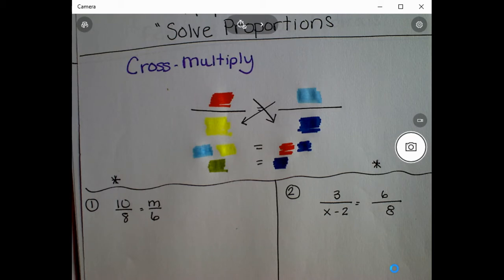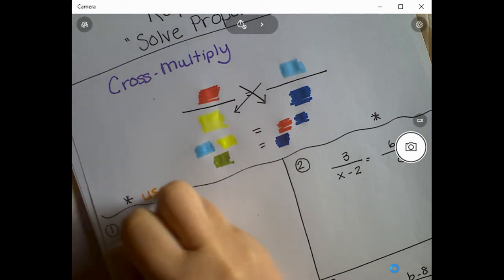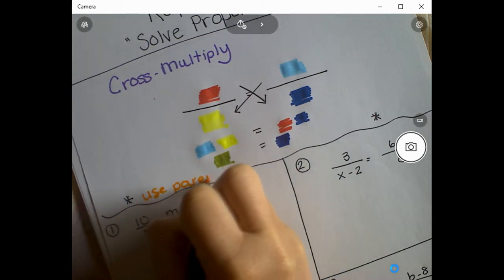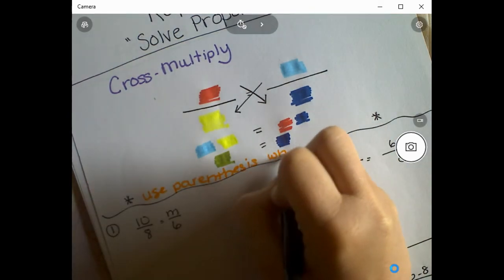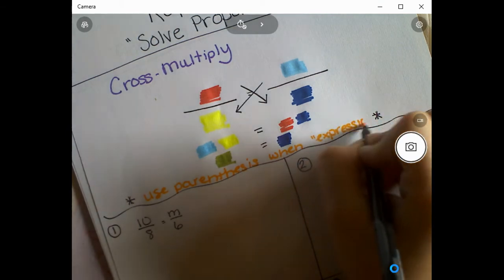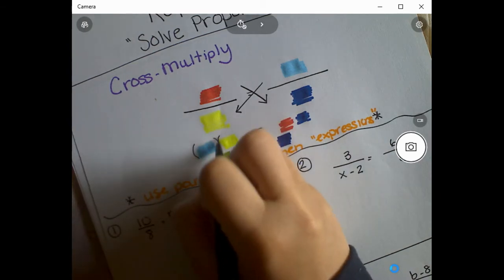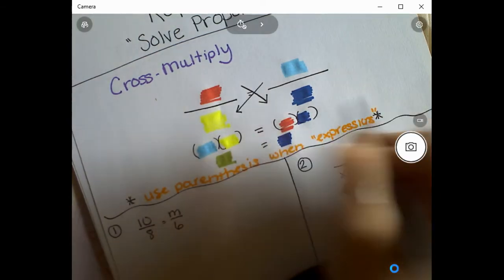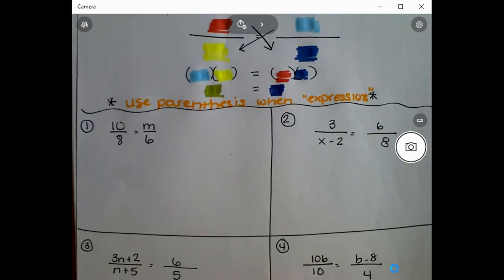If not, sorry. One super important thing is often you want to use parentheses when you're cross multiplying with expressions. I'll show you what that means in some of the examples. You could get in the habit, if you wanted, of putting parentheses every single time. And maybe I'll do that for all of them just so you can see what it looks like when it actually matters. All right, here we go.